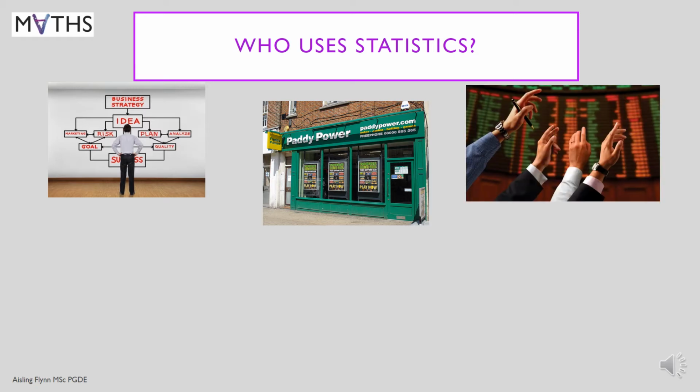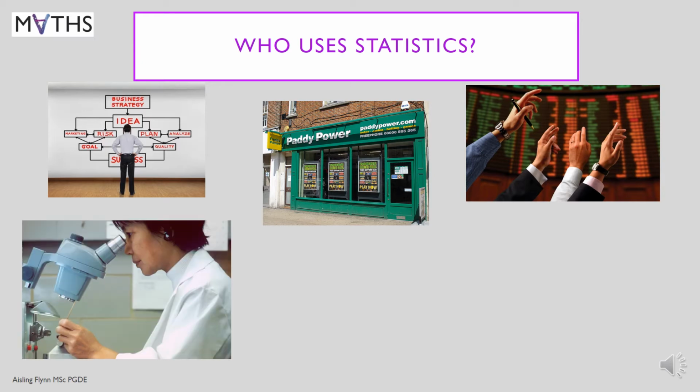Okay, the stock market. Okay, so not unlike gambling, share prices are bought and then they're watched rise and fall, and when should you sell, etc. Okay, scientific studies use statistics. Many measurements are taken over and over again, and averages and trends are looked for.